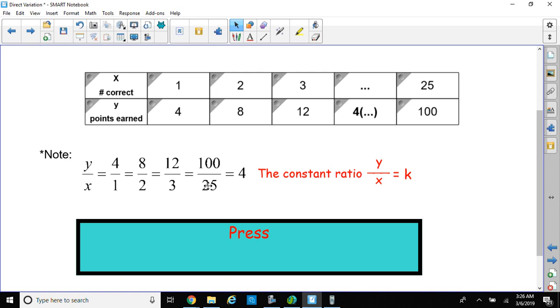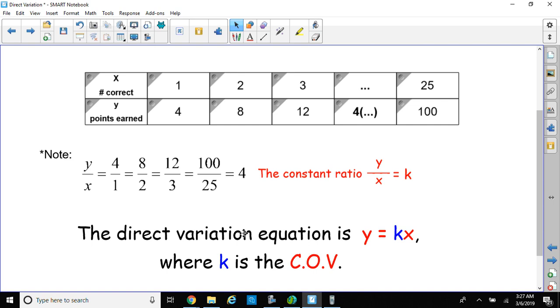So if you notice all of these fractions where it's y over x, that'll reduce down to 4, and that's your constant of proportionality. So all of these fractions are equivalent. That's interesting to know. So your constant of proportionality or constant ratio formula, fraction, ratio means fraction, by the way, for y over x is equal to the letter k. So your letter k is equal to 4.